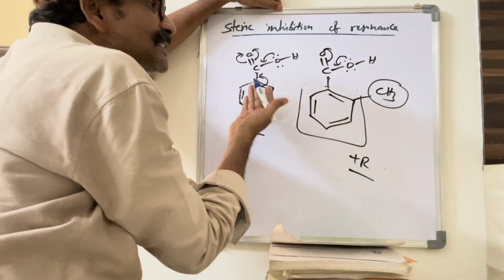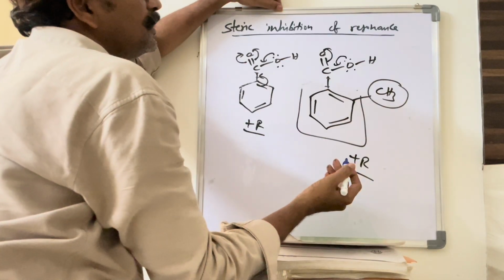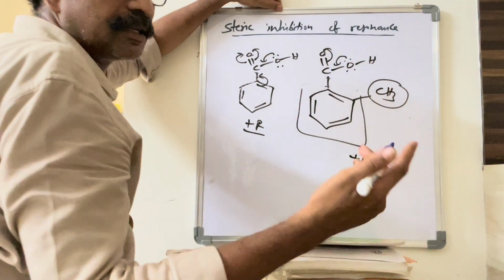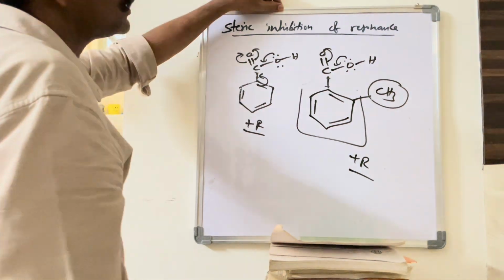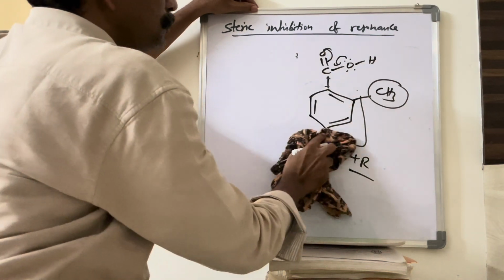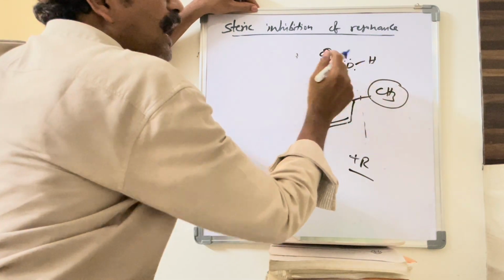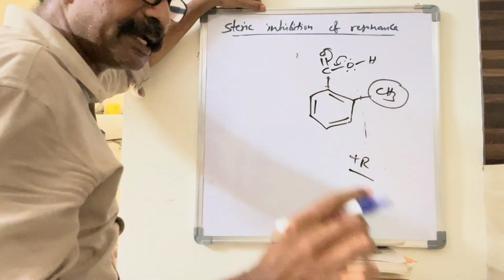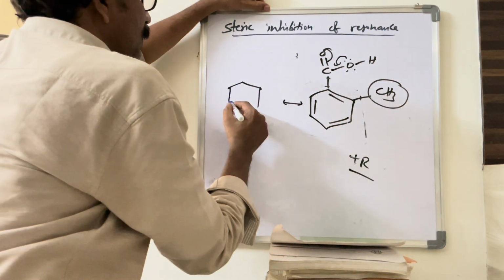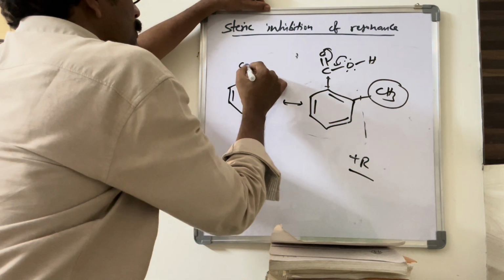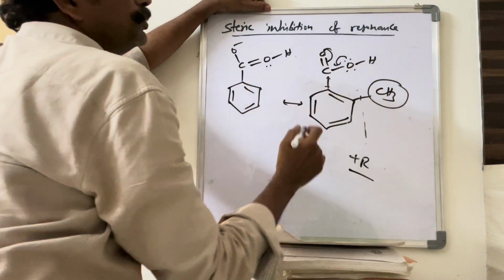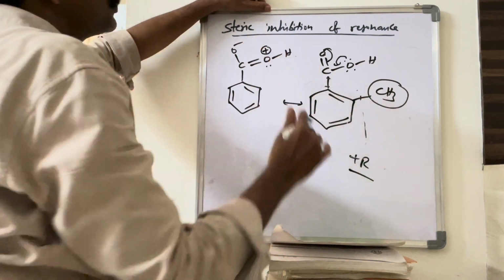Among these two, the extent of lone pair pi bond conjugation in ortho substituted benzoic acid is higher. As a result, the oxygen of the OH group gets more positive charge. As a result, the oxygen of the OH group gets more positive character.